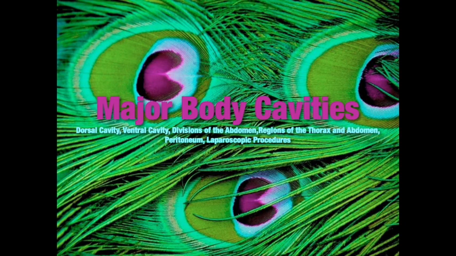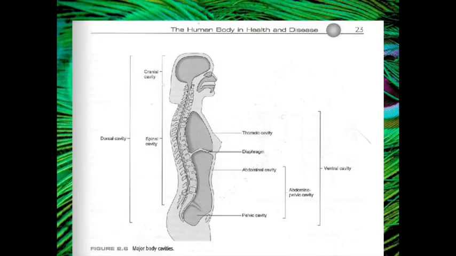Now let's discuss major body cavities. A body cavity is a space within the body that contains and protects the internal organs. The dorsal cavity, which is divided into two parts, protects the structures of the nervous system that coordinate the bodily functions. The cranial cavity, located within the skull, protects the brain.